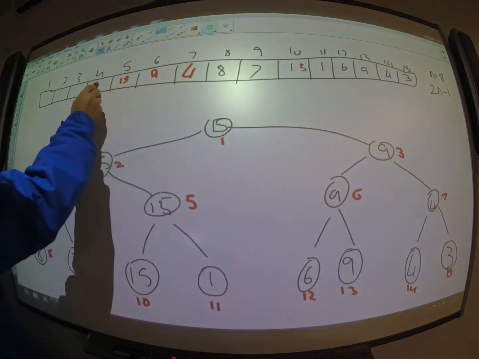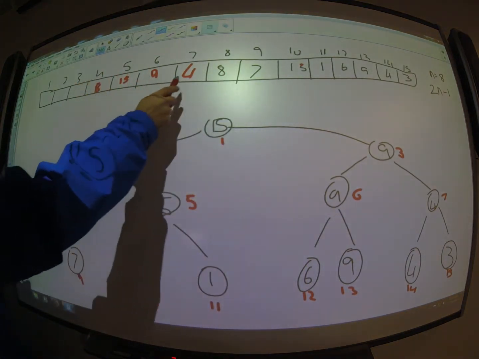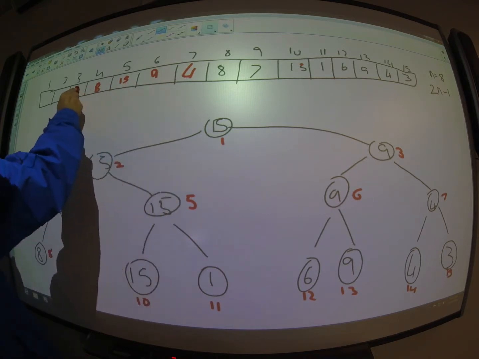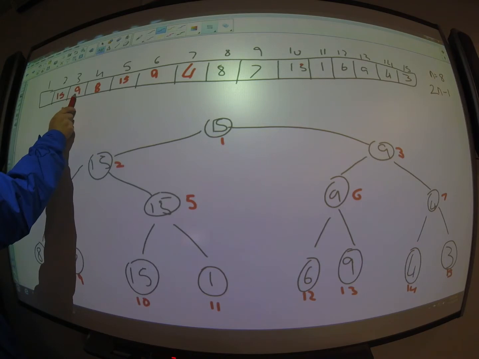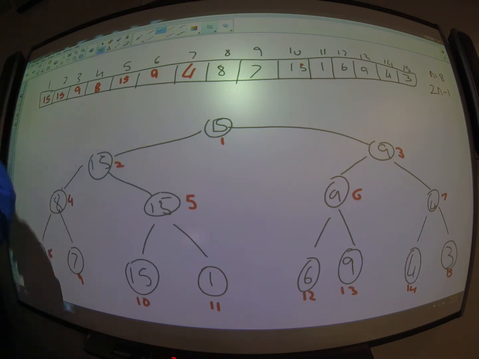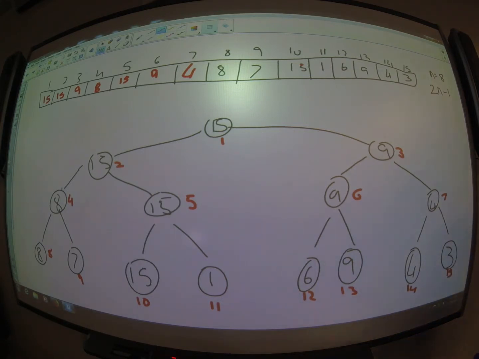Then 8 and 7? 8. Then take 9 and 4? 9. And then 8 and 15? 15. And then 15 and 9? 15. So, this way, in two loops, what you have done is you have built your structure. We still didn't come to the point about how I find out which is my second max. We will come to that.